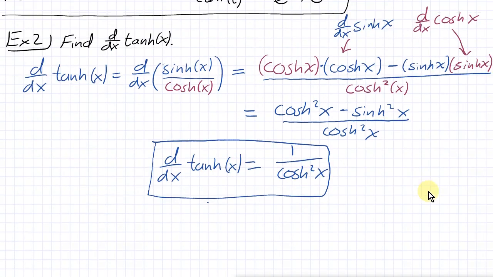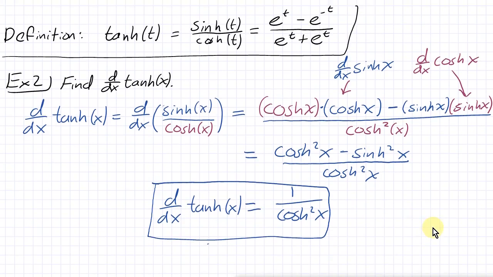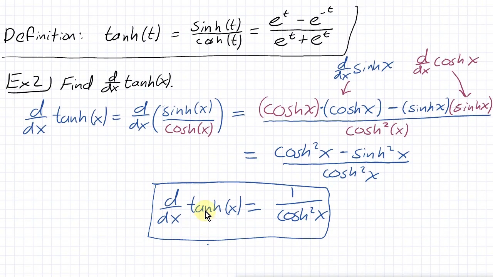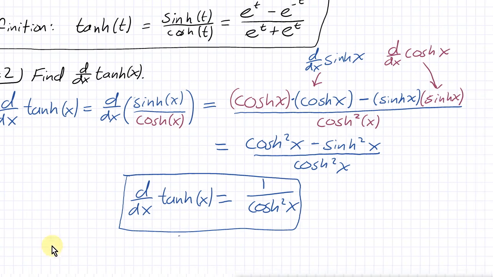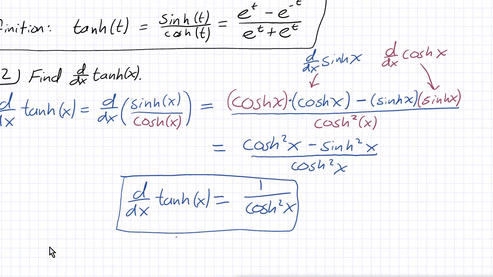So that gives you this nice formula, actually, that the derivative of tanh is equal to 1 over cosh squared of x. And you notice that's actually exactly the same as it is with regular old circular tangent function. The derivative with respect to x of regular old tangent of x is equal to 1 over regular old cosine squared of x. So they have that in common. So there's a lot of similarities between these hyperbolic functions and the regular old circular functions.